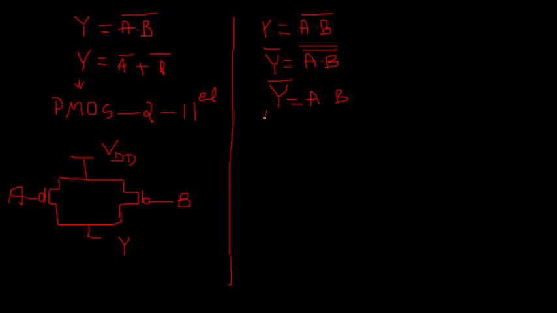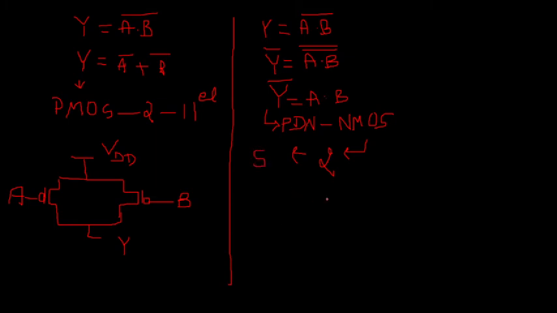Y bar is the output for what? It is the output for the pull-down network. Your pull-down network will be containing NMOS transistors. Now how many NMOS transistors will be there? 2. A and B are the two inputs, so we will be using 2 NMOS transistors. In what way will they be connected? The dot sign is in between, so that means they will be connected in series.